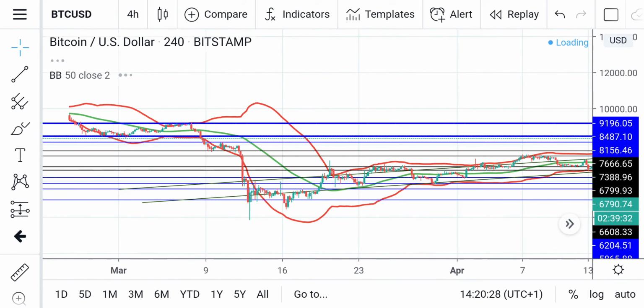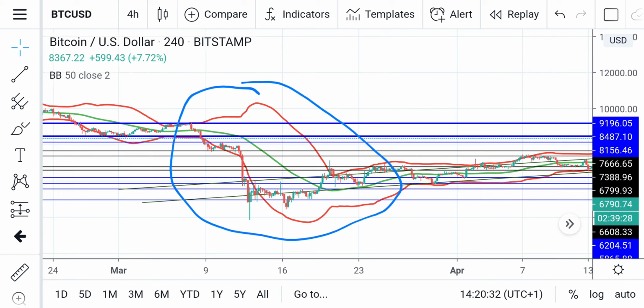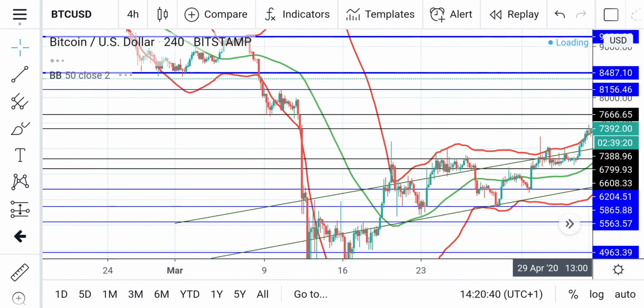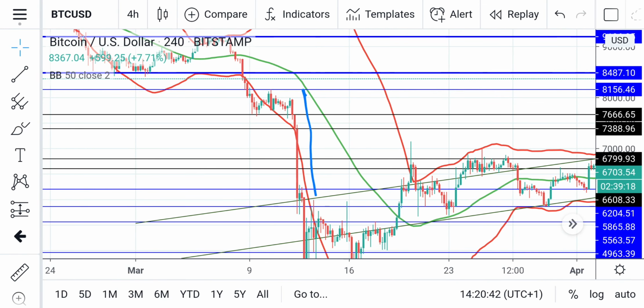So looking over here now, you can see that the Bollinger Band is very wide over here. It means that there is high volatility over here. That's why you can see it with this long candle over here.